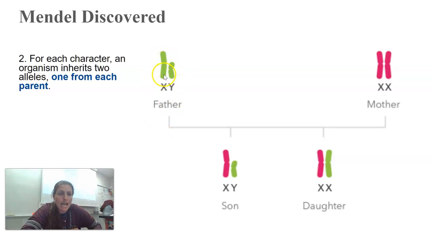So here's a dad's genotype, here's a mom's genotype for chromosome 23, the sex-linked chromosomes, and you're going to get one from dad and one from mom. And you can be a son if you inherit Y from dad. Or you can get one from dad and one from mom, and you can be a daughter if you inherit the X from dad.